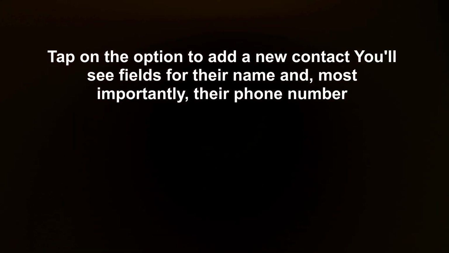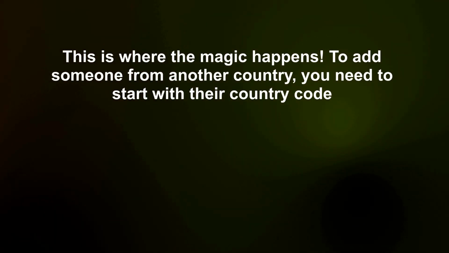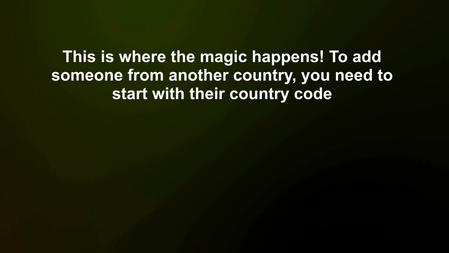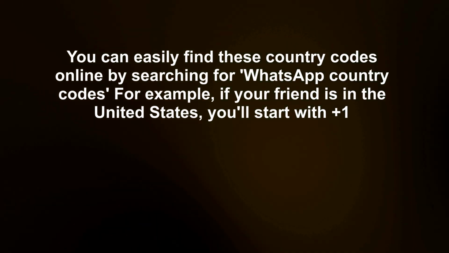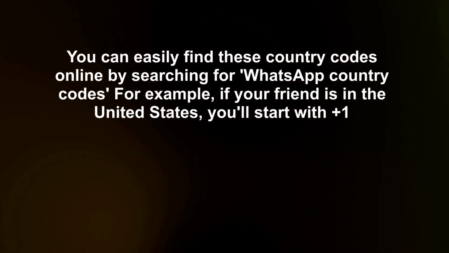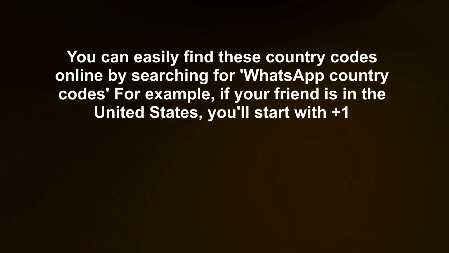You'll see fields for their name and, most importantly, their phone number. This is where the magic happens. To add someone from another country, you need to start with their country code. You can easily find these country codes online by searching for WhatsApp country codes. For example, if your friend is in the United States, you'll start with +1.